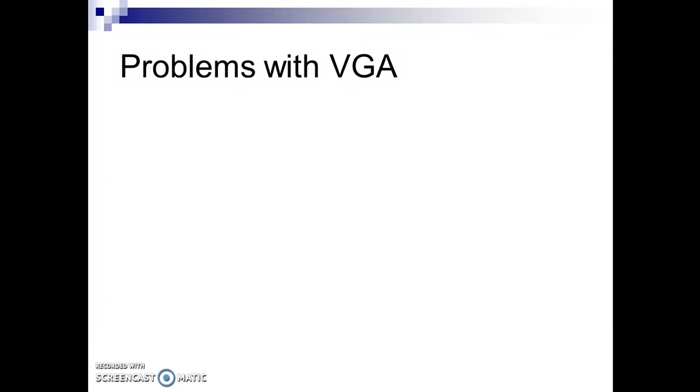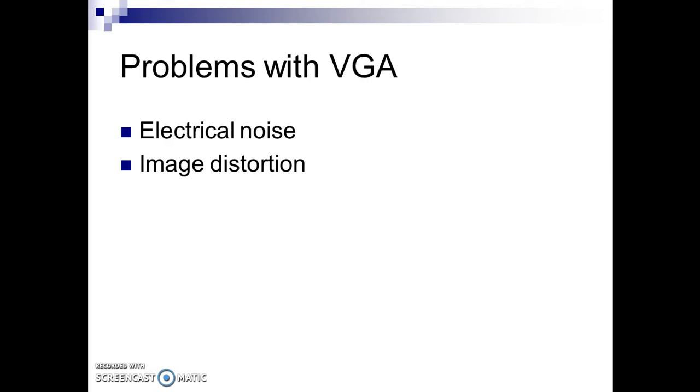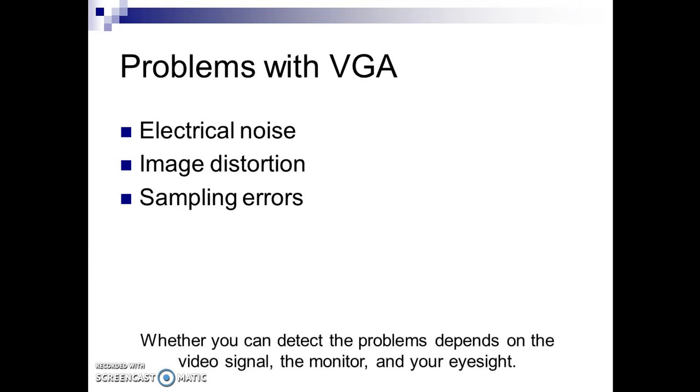Okay, so VGA was around a long time, and we still see it a great deal. But there were problems, and that's why higher resolution systems will not use VGA. It doesn't shield electrical noise particularly well, and you can see image distortion and even sampling errors associated with that. Now, whether you're able to actually detect those problems depends on the resolution of your video signal. It depends on how good your monitor is, and it depends really on how good your eyes are as well.